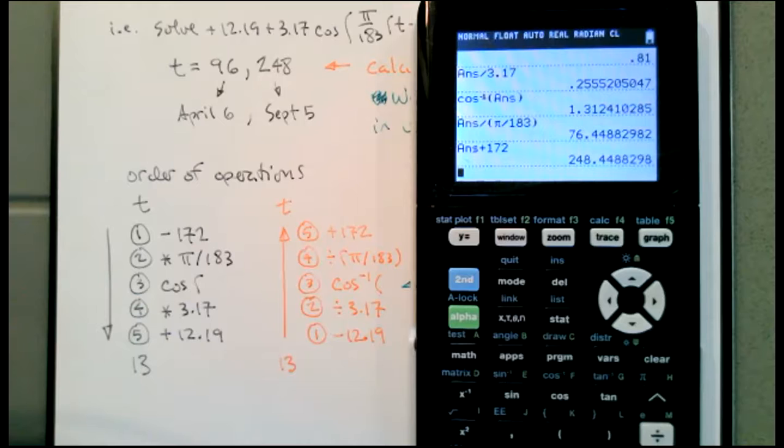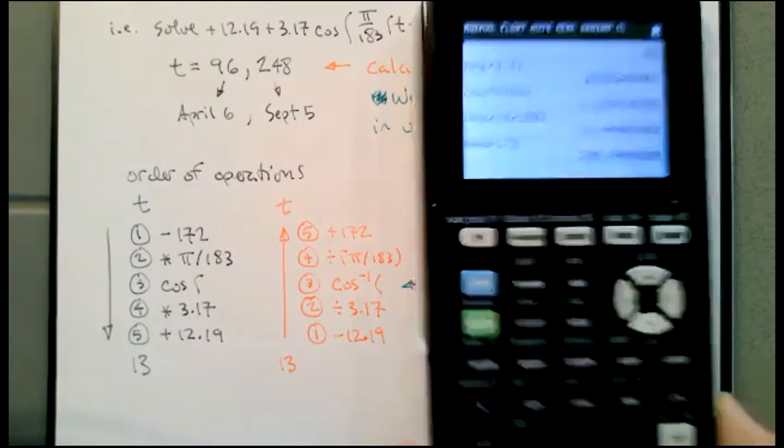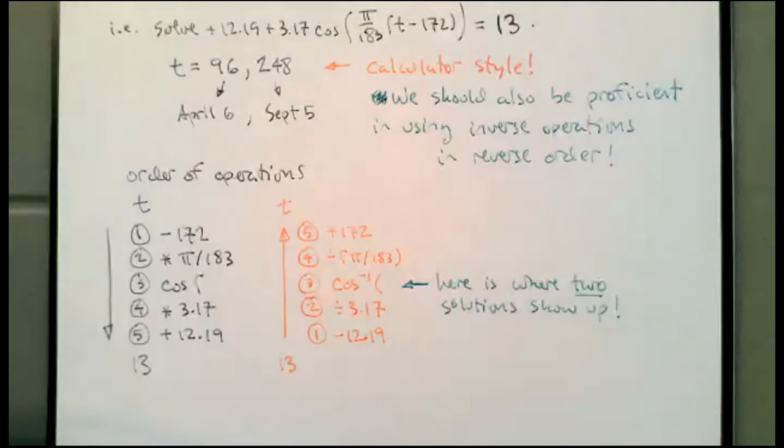How do we get at this April 6th? Where's the April 6th in all this? Doing this process, that cosine inverse is the step. That's where the two values should show up, because all the other ones are invertible functions. It's this cosine inverse. That's the fishy part. This is where the two solutions need to show up.